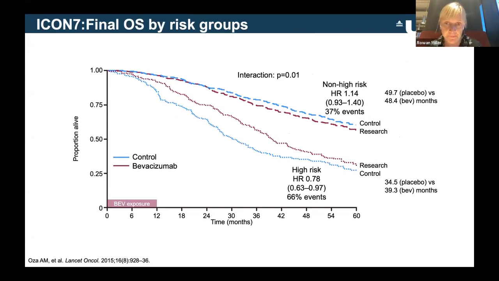So on the basis of this, the updated results, whilst bevacizumab was initially approved for all comers, via the CDF and NICE, that was retracted, and now it's only available for those patients with high risk features. This is Bev as monotherapy.